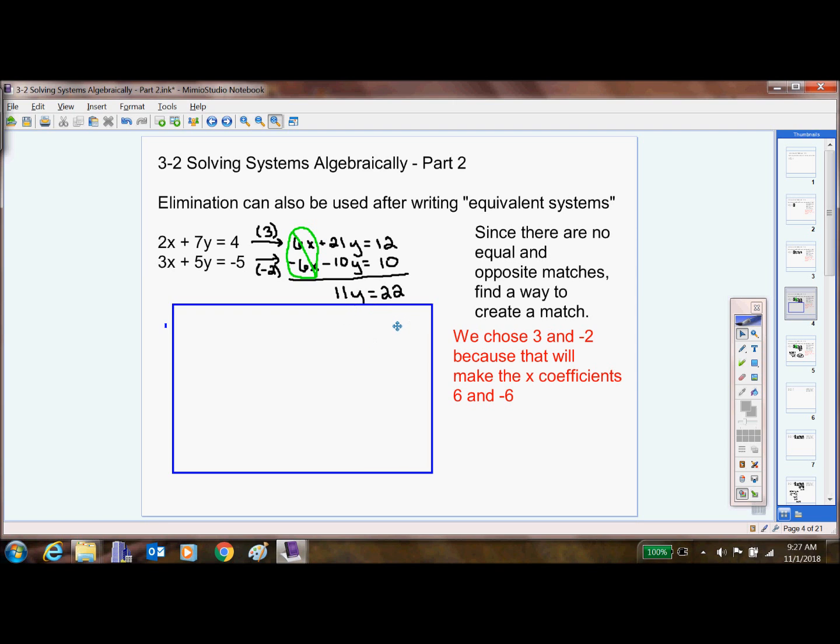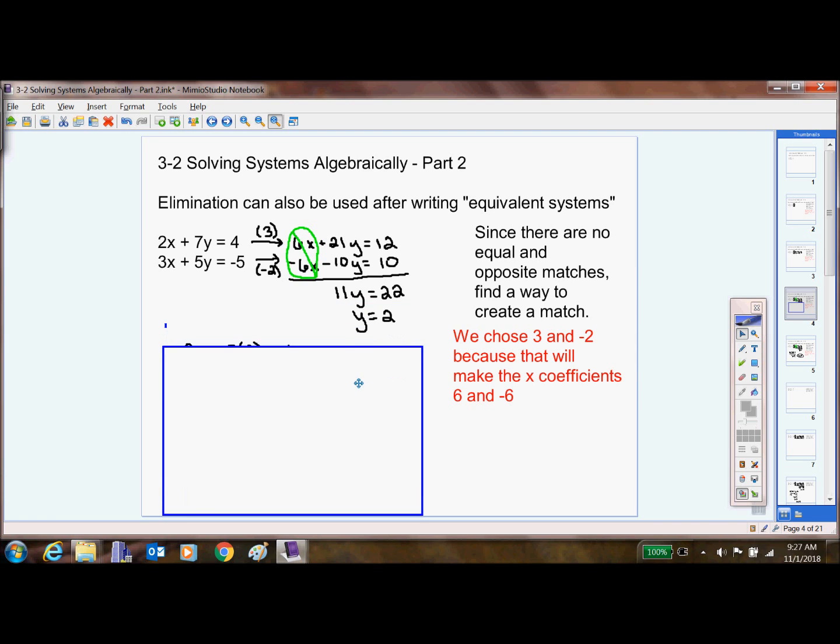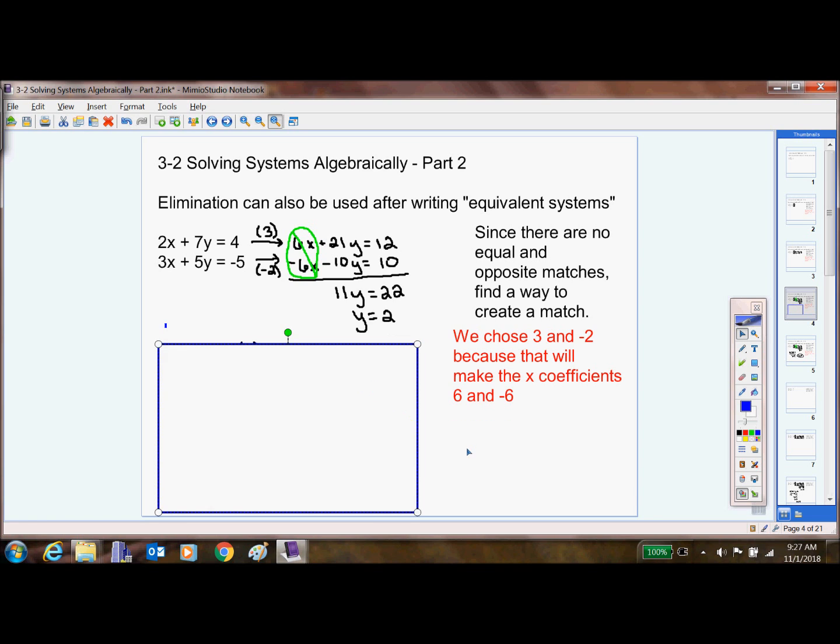11y equals 22, so how do you get y? You do something with 11 to both sides, which is, what is it? Divide by 11 on both sides, and we get 2. And then now that we have y equals 2, how do you suppose we're going to find the x that goes with it?